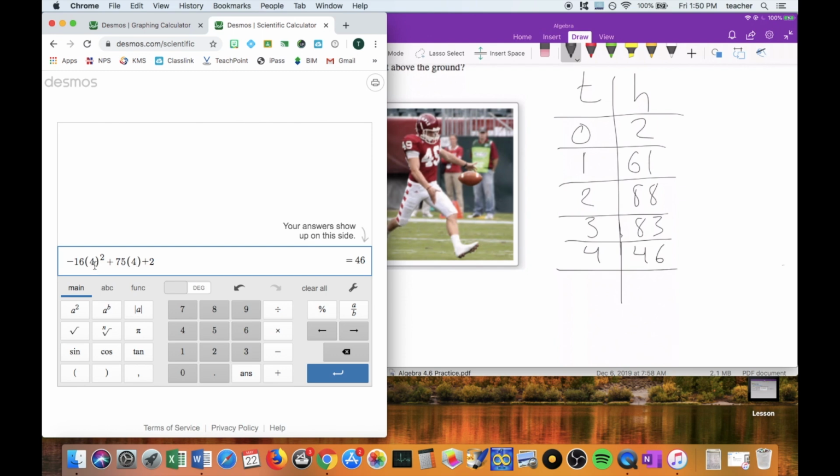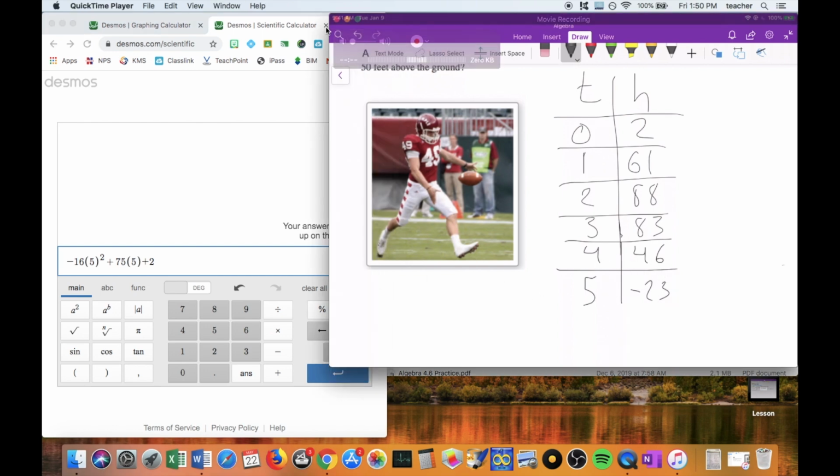And then I'll do 5 seconds, which is negative 23, so I'll put that on our table, but we'll see what that really means. Would the ball really go 23 feet below the ground? No, it would hit the ground somewhere in between here.